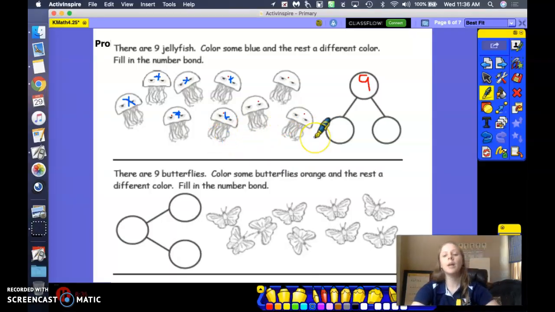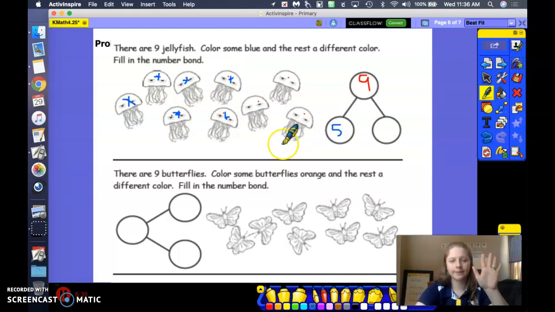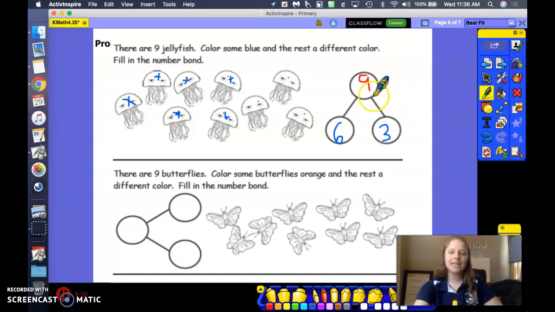Real quick. How many are blue? Go ahead and count them. Good. Show me 5. How many are white? Oops, silly Miss Plitt, you're right. It's not 5, it's 6. Let me go back and count carefully. 1, 2, 3, 4, 5, 6 are blue. And how many are white? 3. Good job. Thanks for catching me and helping me grow my brain. 6 and 3 makes 9.